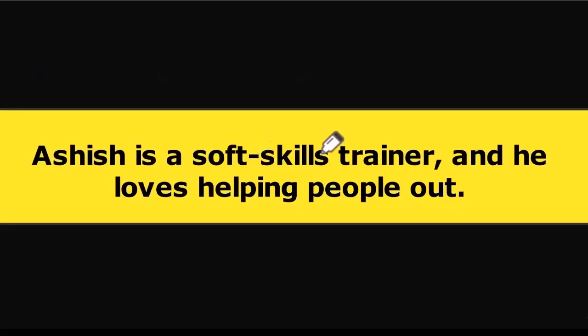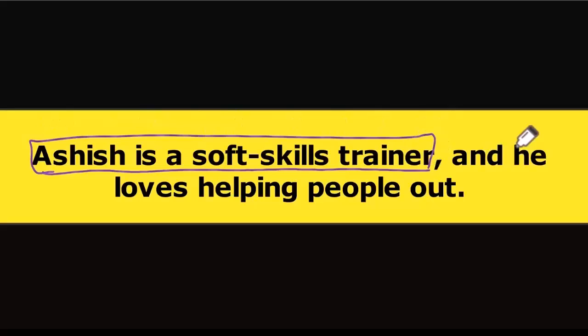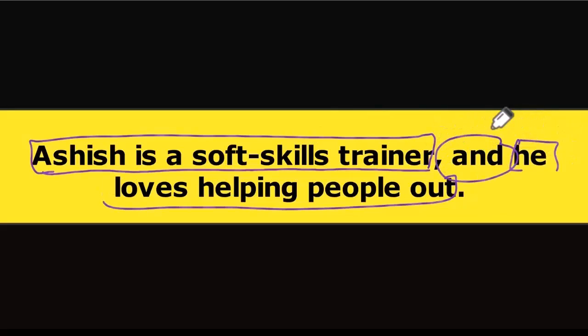Ashish is a soft skills trainer, and he loves helping people out. So this is my first independent clause, all right? And this is my second independent clause, right? And we've added these two clauses with this conjunction, and we have used a comma before it. Now it is very important for you guys to note that whenever you add two independent clauses, two complete sentences, with a coordinating conjunction, you have to use a comma before the conjunction. That's a rule. You have to follow it if you want to be grammatically correct. And of course you do, right? You want to be correct grammatically.